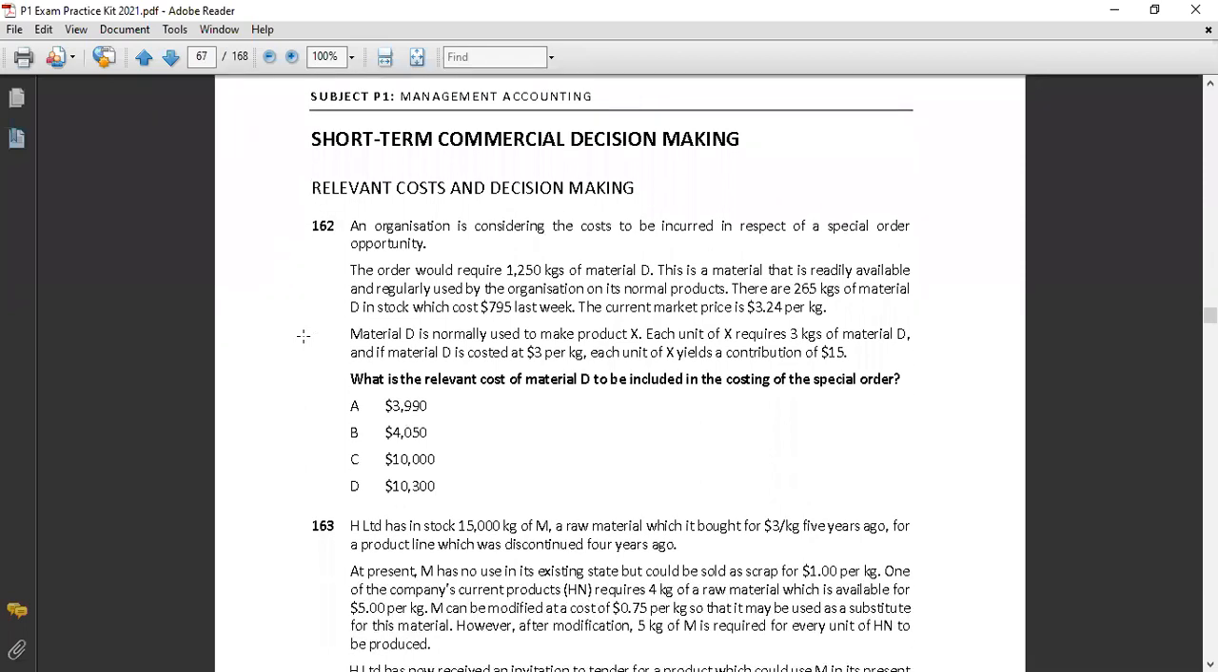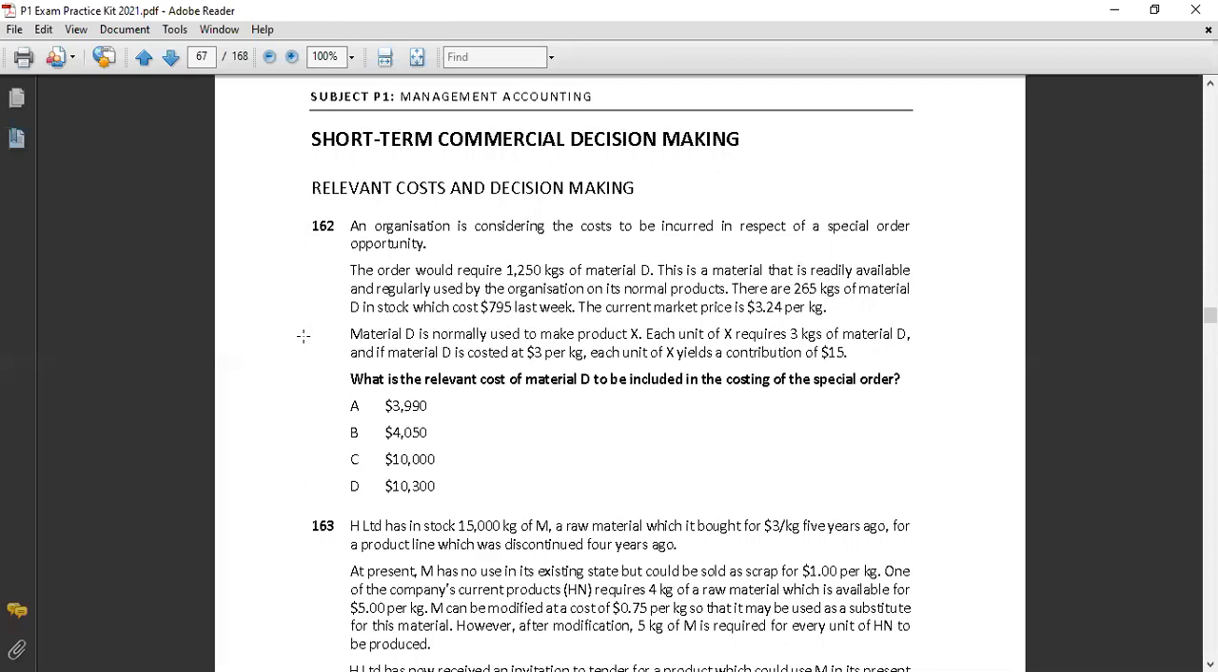An organization is considering the cost to be incurred in respect of a special order opportunity. The order would require 1,250 kgs of material D. This is a material that is readily available and regularly used by the organization on its normal products. There are 265 kgs of material D in stock, which cost $795 last week. The current market price is $3.24 per kg.